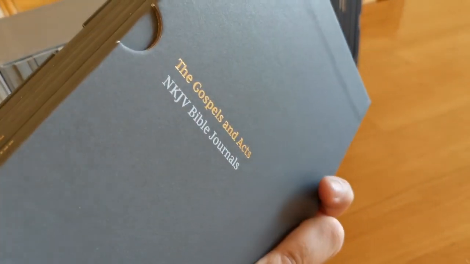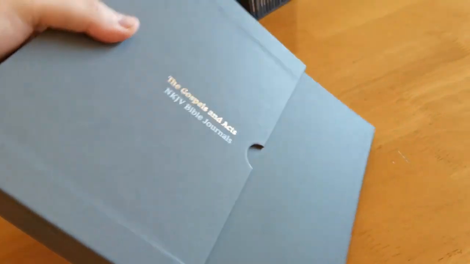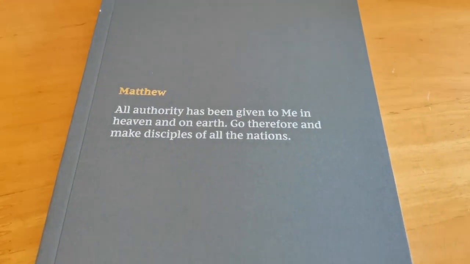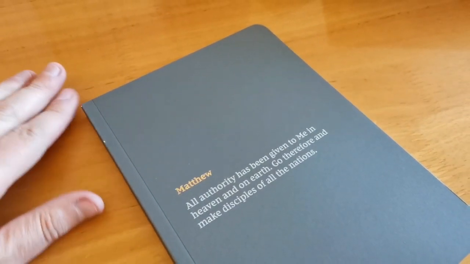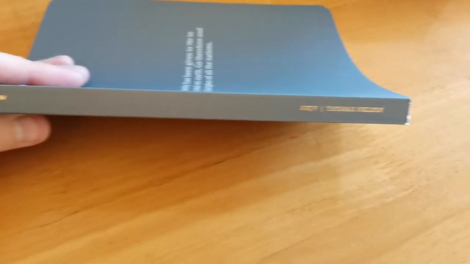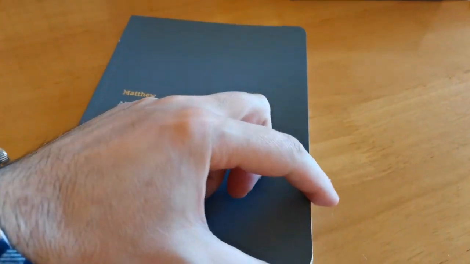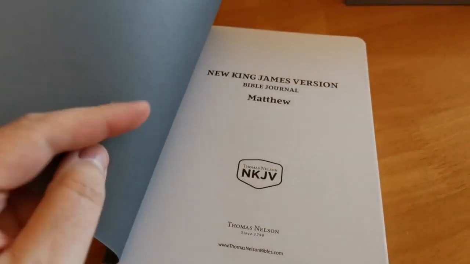And I really like the stamping on the front cover. Look at this. It has this cardstock or cardboard cover. Gold stamping on the spine. And in the back you also have this ISBN number for each book. And this is a very nice thick paper, and this is what it looks like.